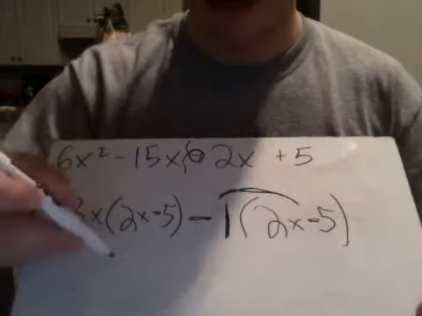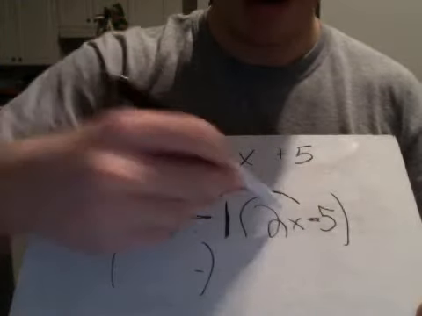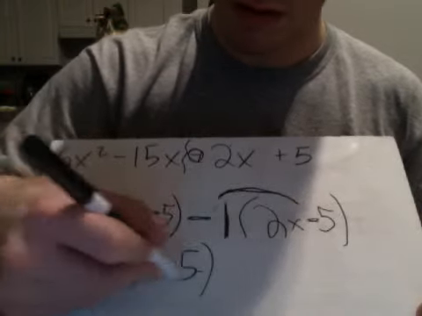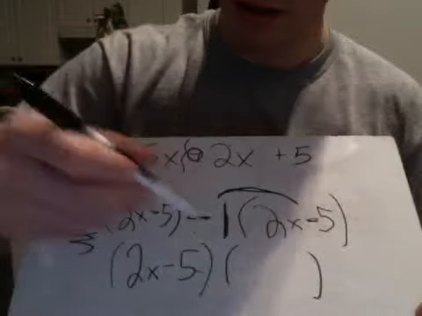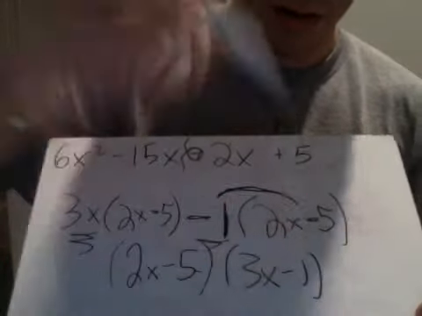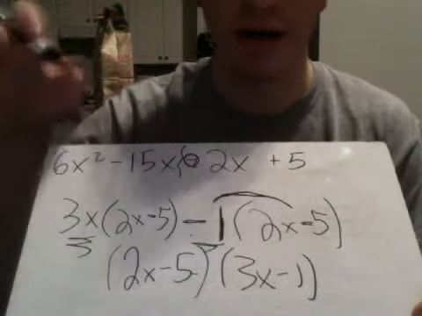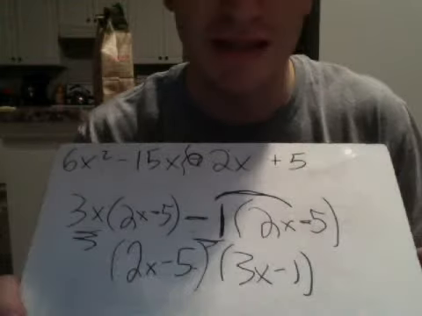So now again, my answer is the common parenthesis, 2x minus 5, and then the leftovers, 3x and a minus 1. That's factoring by grouping the left side and the right side, breaking it down. That'll help you with problem 16 and 17.